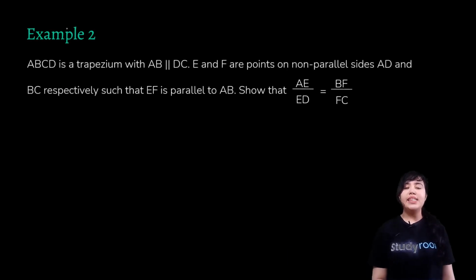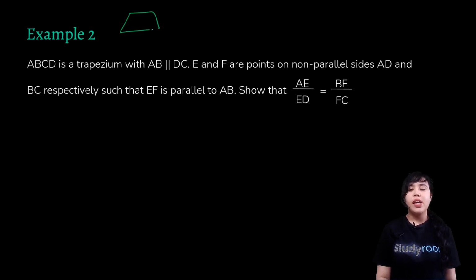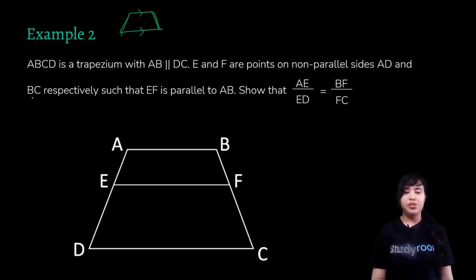Then ABCD is a trapezium. I hope you know what a trapezium means. A trapezium looks like this, okay? It has a pair of parallel sides and a pair of non-parallel sides like these, okay? It's a quadrilateral. So here we've been given a trapezium ABCD.